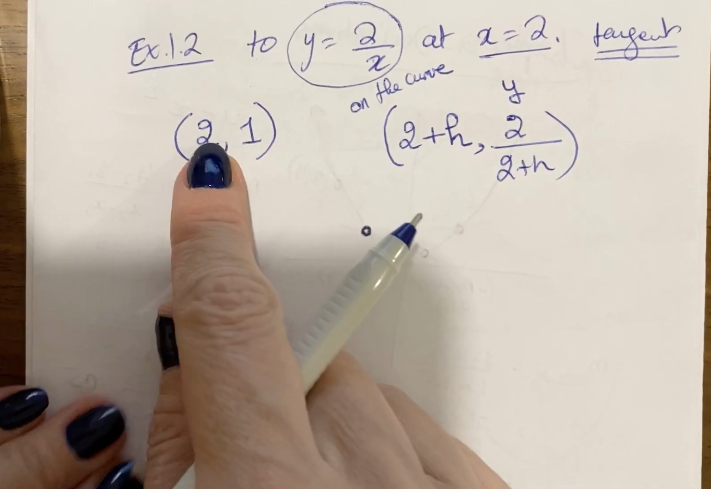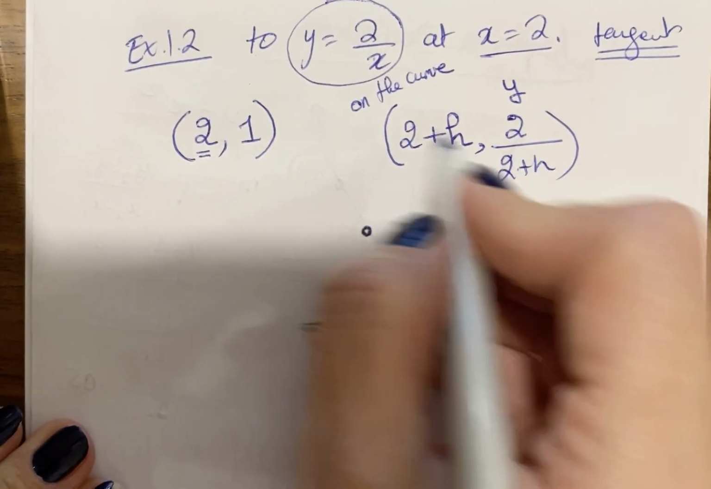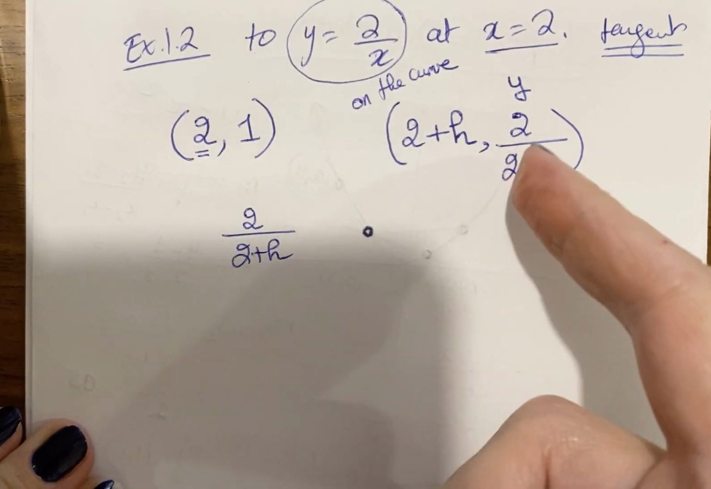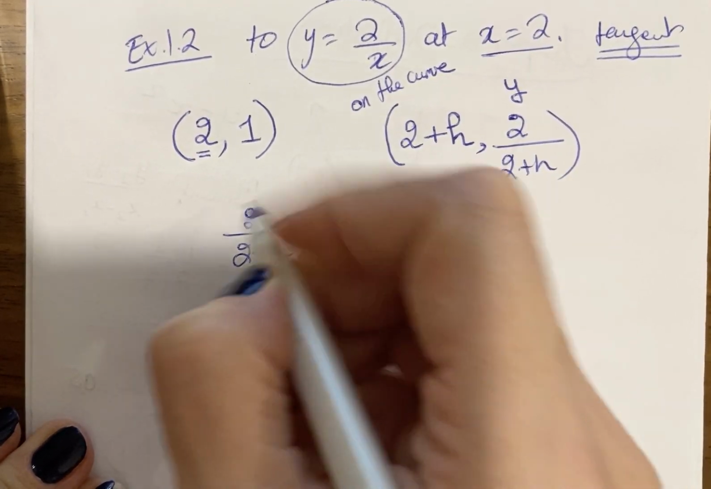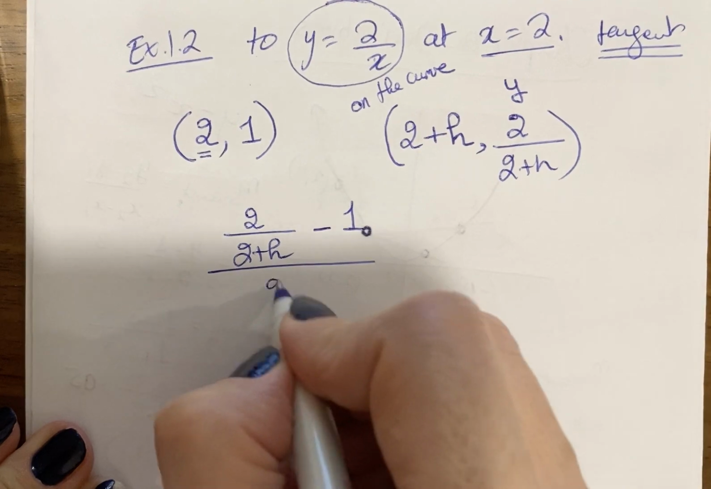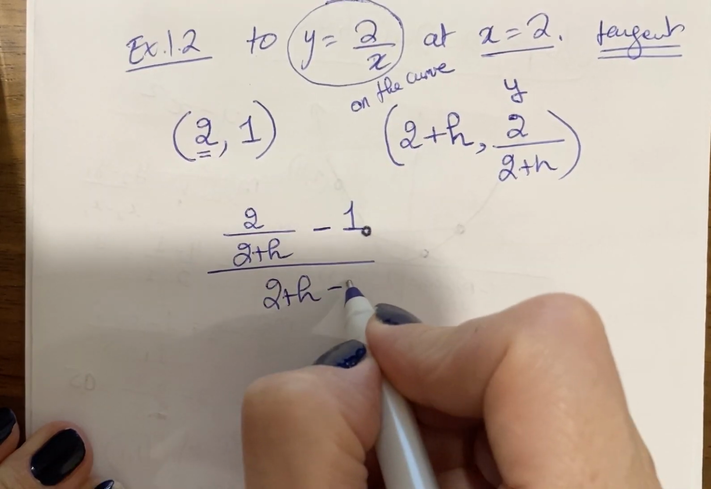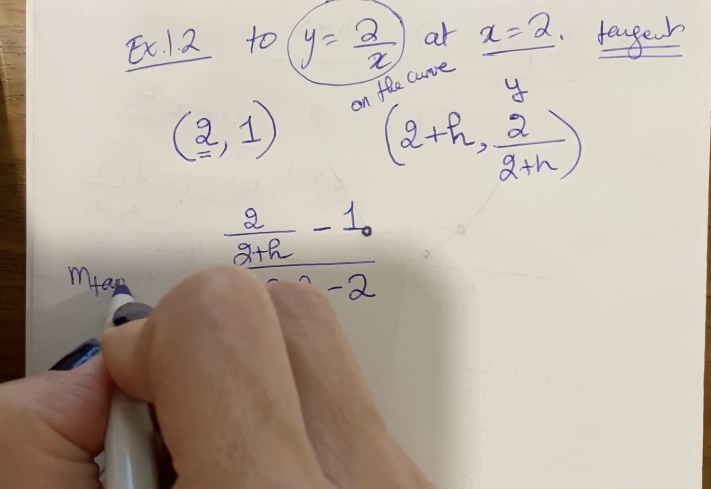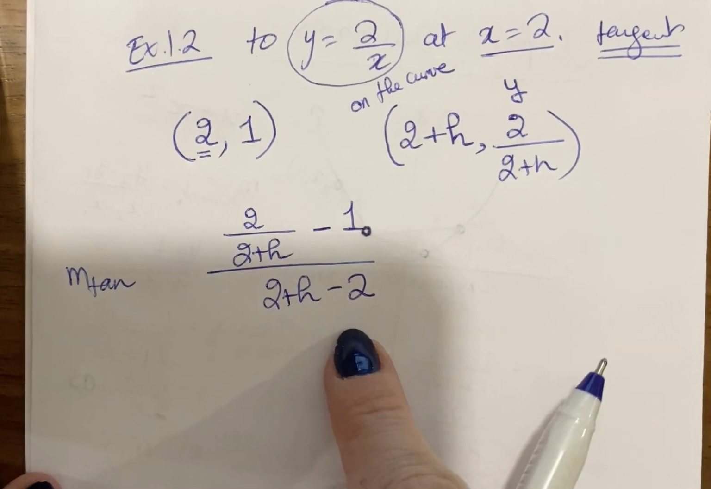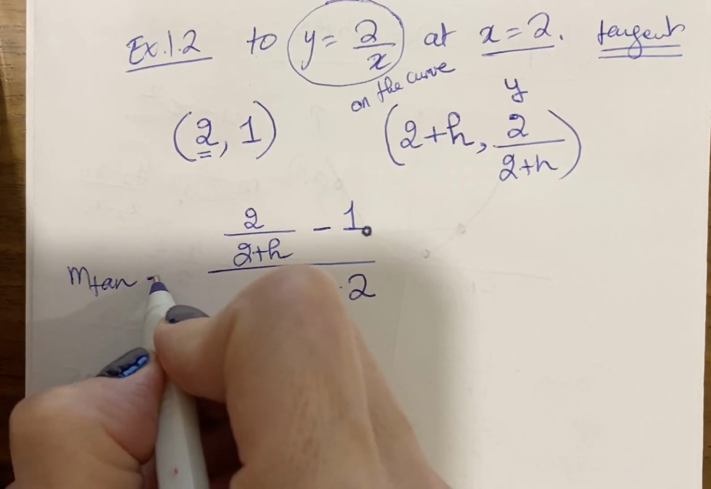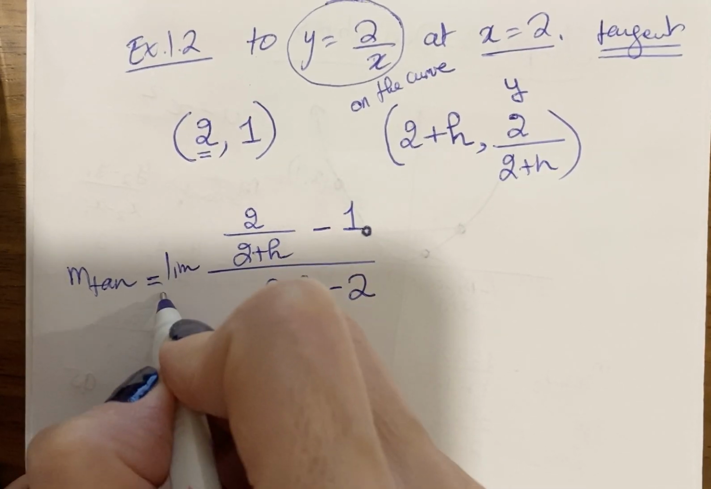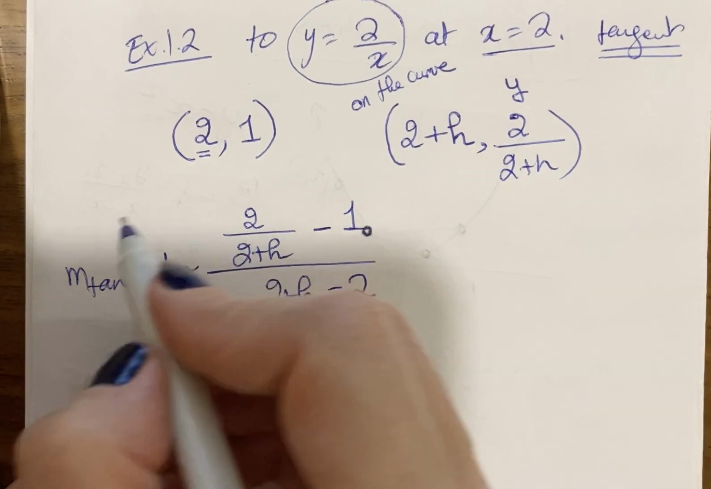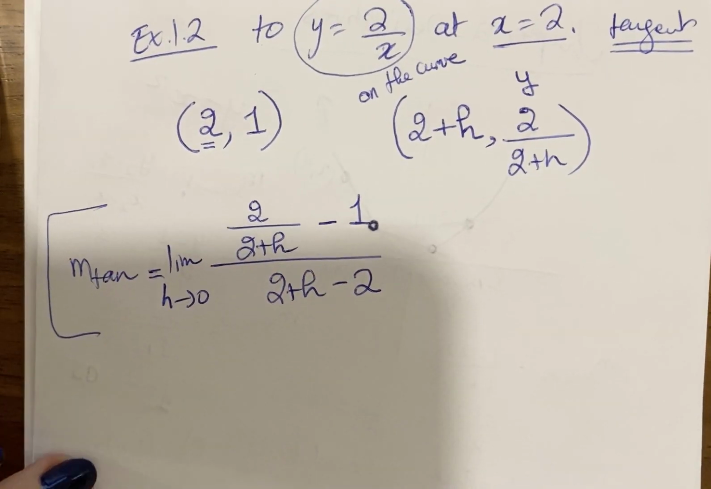These give me 2 points, right? The slope of the secant joining those 2 points is y2 minus y1 over x2 minus x1, with y2 being 2 over 2 plus h. This is the slope of the secant. I don't want the slope of the secant. I want the slope of the tangent. How is the slope of the tangent related to the slope of the secant? It's the limit of the slope of the secant as h approaches 0. And this is how we fix our formula.